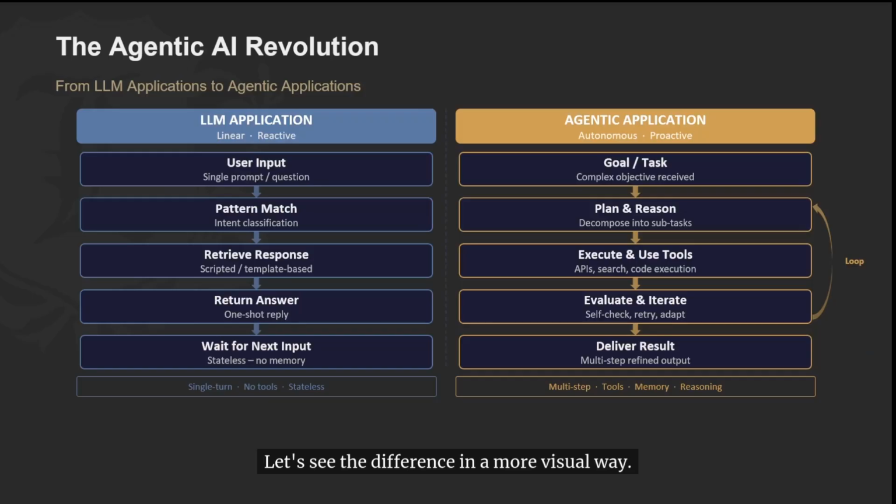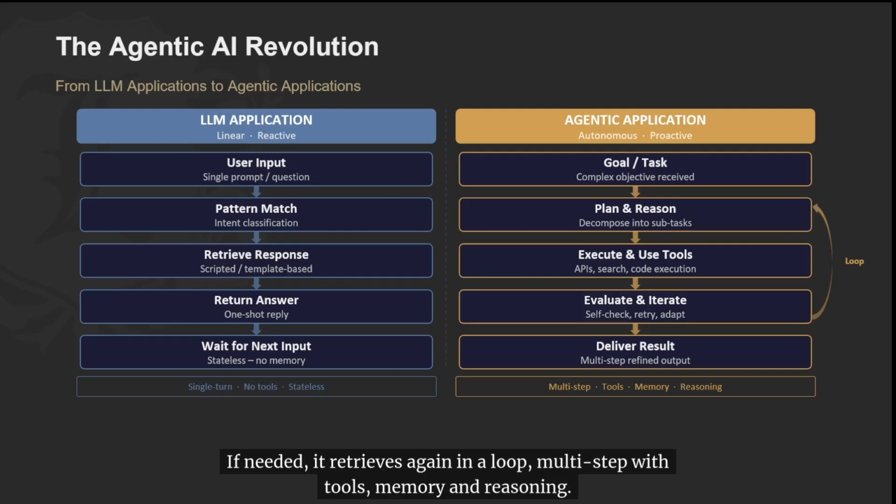Let's see the difference in a more visual way. On the left, the chatbot. It gets input and it gives a response, then waits one turn with no tools and no memory. On the right, the agent. It gets a complex goal. It plans, it runs tools, and checks the results. If needed, it retrieves again in a loop, multi-step with tools, memory, and reasoning.